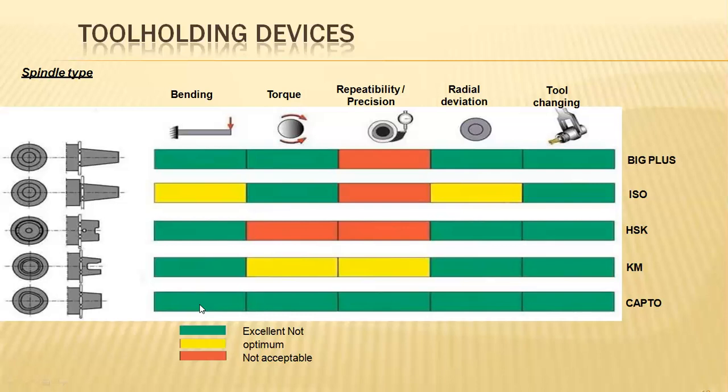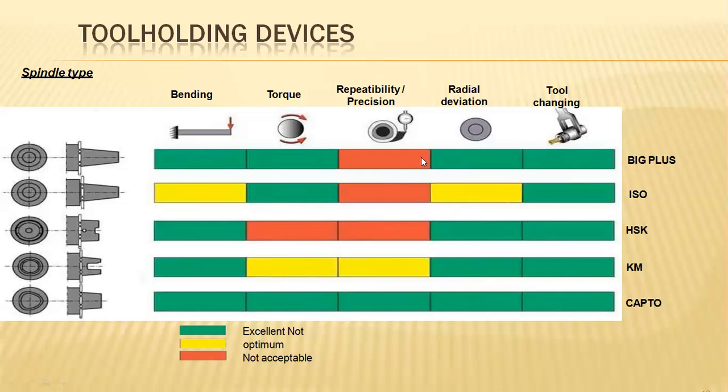There is no any deformations in the tool holding capacity in the case of this bending system. So heavy loading characteristics. Coming to the torque, either clockwise or counterclockwise. Big Plus mode, it is accepted. In the ISO mode, it is accepted in the torque mode. And HSK mode, it's not at all acceptable. In KM, it is optimum. And in Capto, it is not suitable.